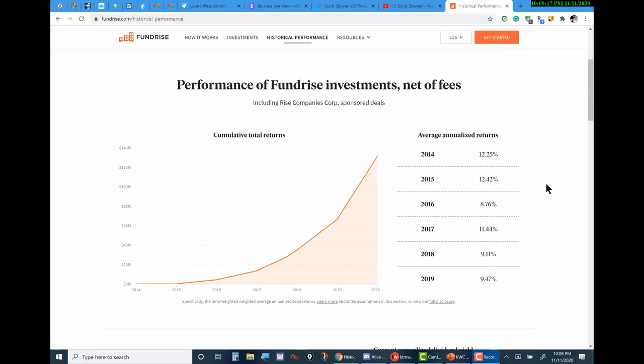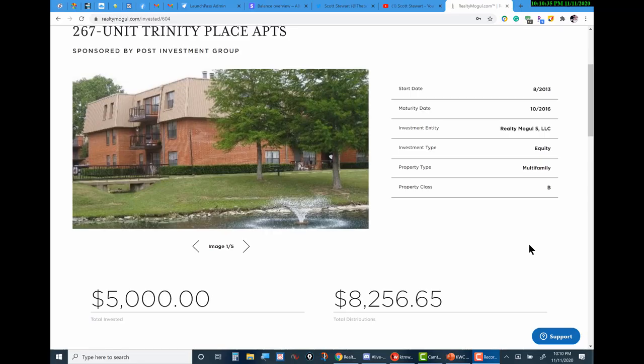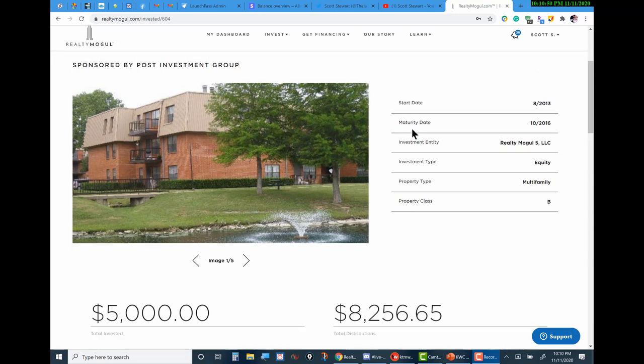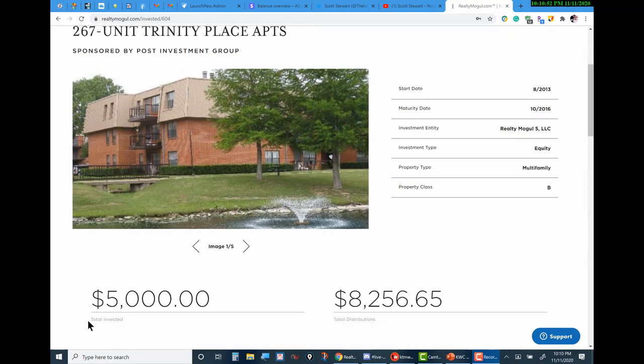I also like Realty Mogul, and I've invested in quite a few deals over the years with Realty Mogul. This was the very first deal right here that I ever did with real estate on a crowdfunded basis. I did it back in August of 2013. This was a 267-unit apartment complex. I put in $5,000 total investment.